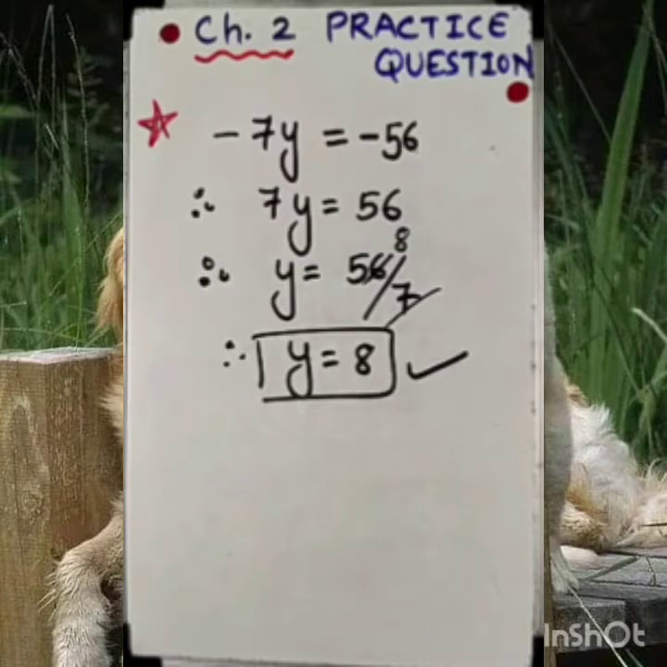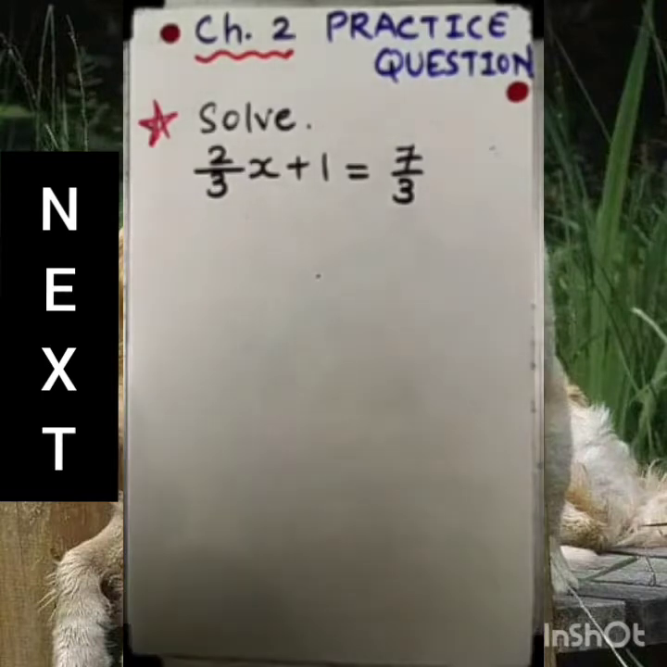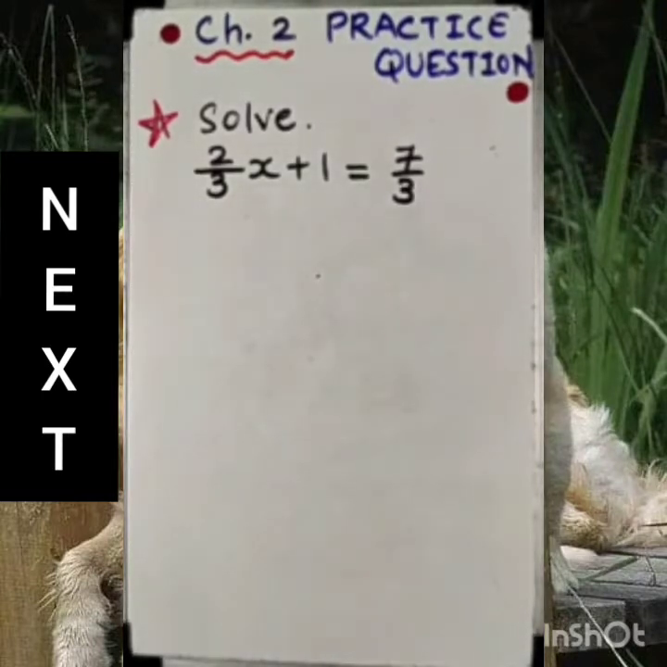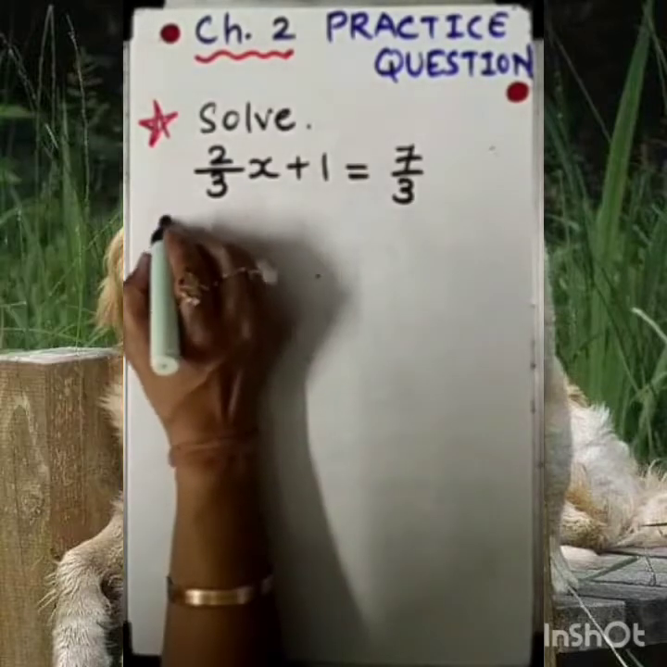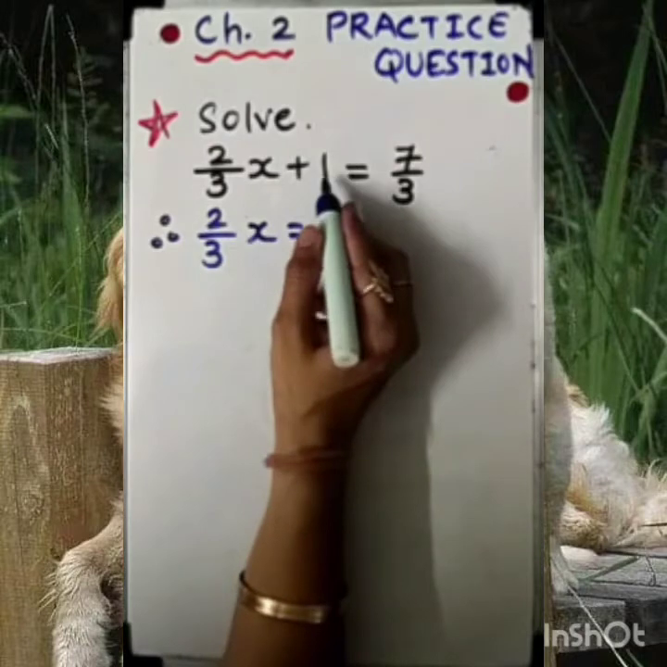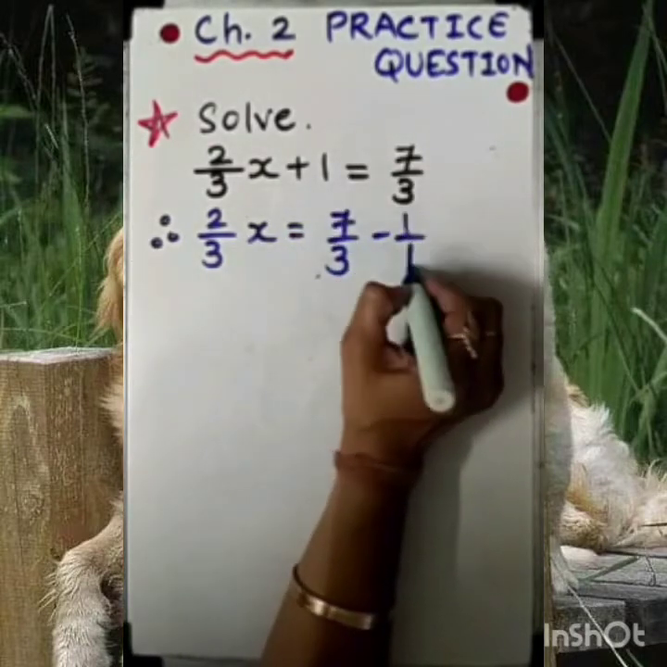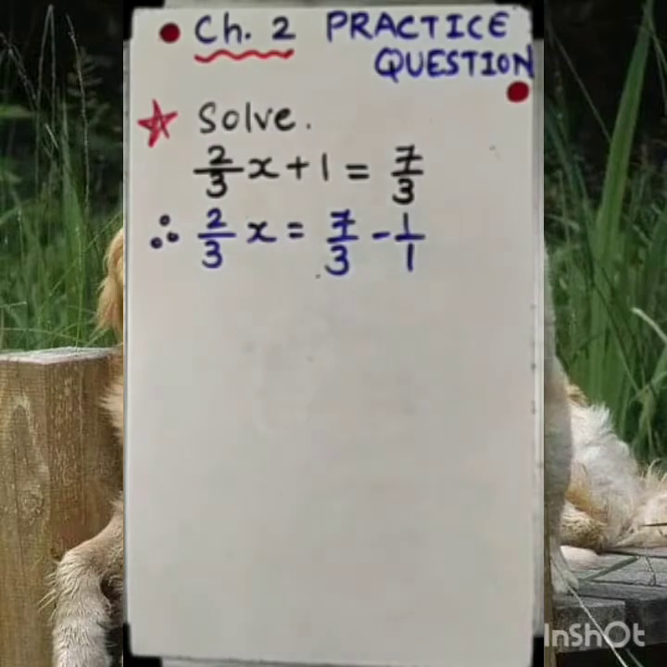Let's move to the next one. The question is on your screen, dear student. Again, solve (2/3)x + 1 = 7/3. Quite easy. Let's move with that. Therefore, sign is compulsory to mention: 2/3 x. Let me bring this 1 to the right side, so it is minus 1/1, because you know very well 1 can be written as 1/1.